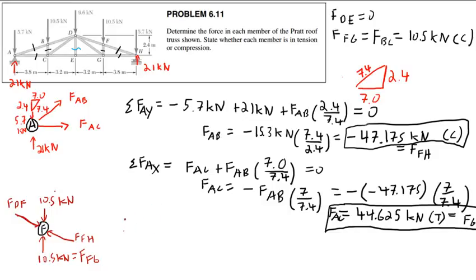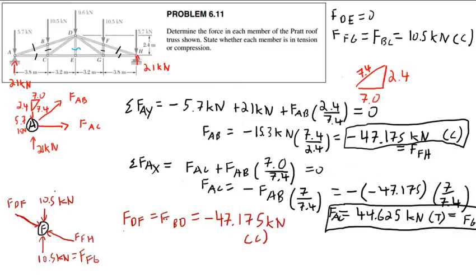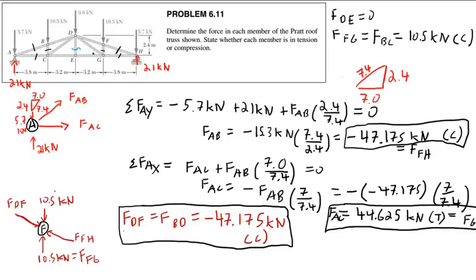So in other words, FDF equals FBD based on symmetry, which will be equal to this load here that we calculated previously. It will be negative 47.175 kilonewtons compression. So we have those, and we're really almost done. We now have this one and this one. All that remains is this one and this one.